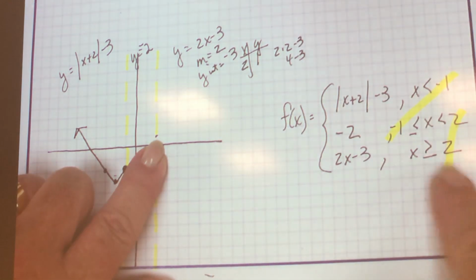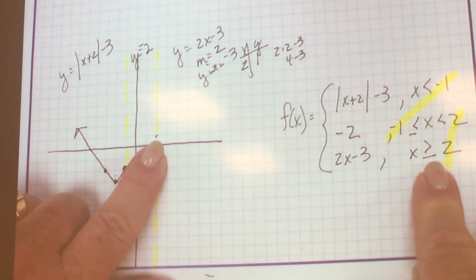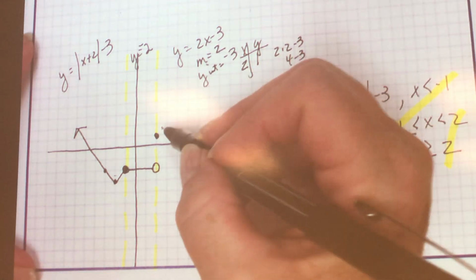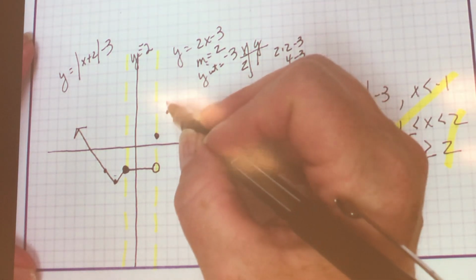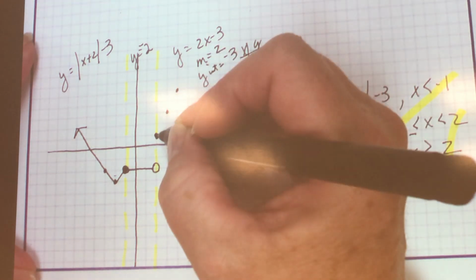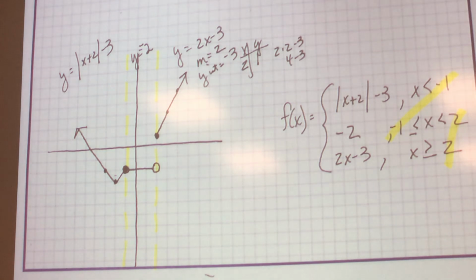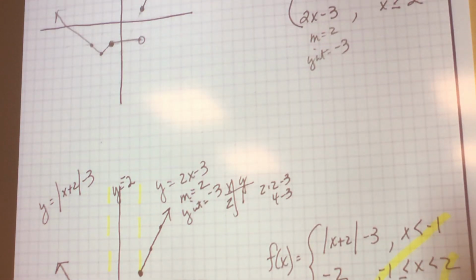Is it an open circle or a solid circle? A solid circle. Now I can just use my slope. I go up 2 and over 1. Up 2 and over 1. And I draw my line, put an arrow on the end of it. Okay? So 2 different ways of working a problem.